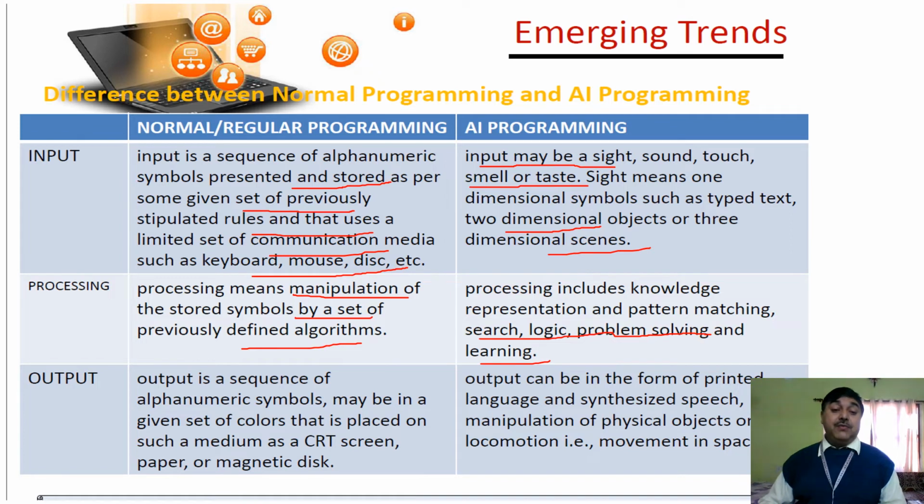Some of the programs are made instantly and they are solving those things, isn't it? And the output, what we find, will be in alphanumeric symbols. They may be given in a set of colors or on CRT screens, isn't it? But nowadays we find the outputs are in different patterns, different types of synchronization, different types of synthesized ways, different types of manipulations, and by doing all these manipulations we can get the output in a different way.